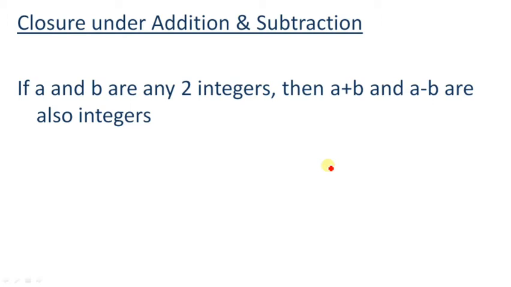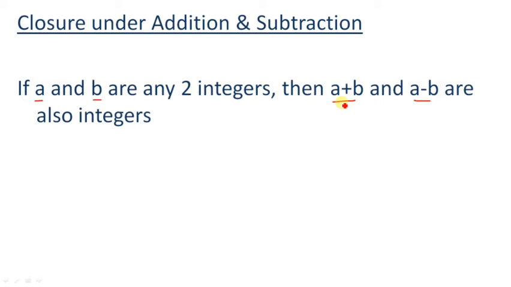The first property we shall study here is the closure property under addition and subtraction. What is closure property? You can see on the screen, it is written over here. If a and b are any two integers, then a plus b will also be an integer and a minus b will also be an integer. It means if a and b are any two integers, then their addition will also be an integer and their subtraction will also be an integer.